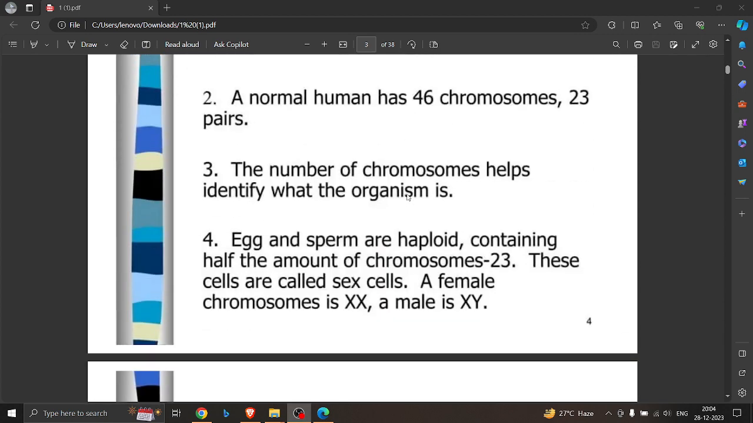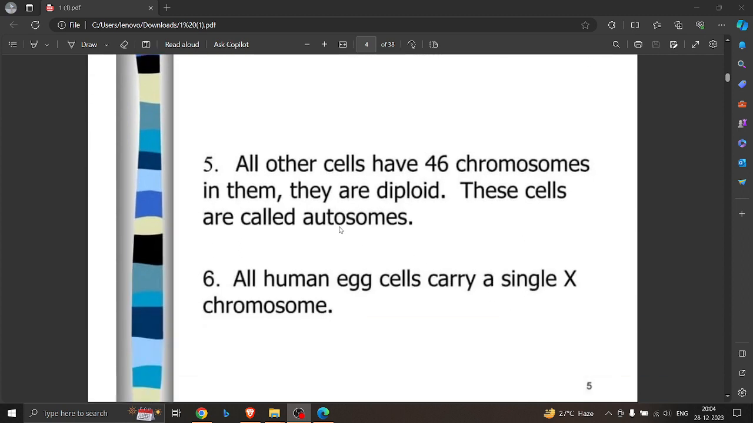A normal human has 46 chromosomes, 23 pairs. The number of chromosomes helps to identify what the organism is. Egg and sperm are haploid, containing half the amount of chromosomes, that is 23. These cells are called sex cells. A female is XX and a male is XY. All other cells have 46 chromosomes; they are diploid, and these cells are called autosomes.